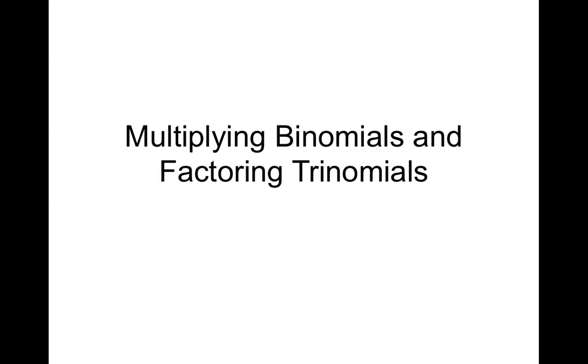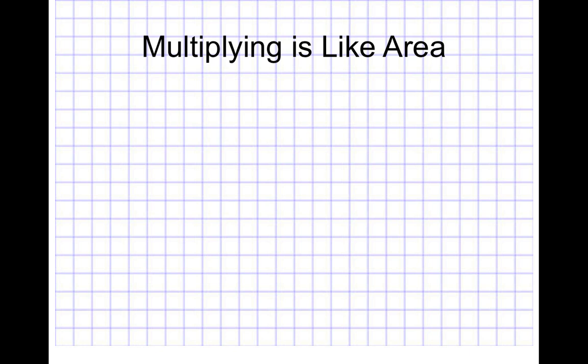Hi, in this lesson we're multiplying binomials and factoring trinomials. Remember that multiplying is like area of a rectangle. For example, if I multiply a length of 3 by a length of 2, I end up with a rectangle whose area covers 6 squares.